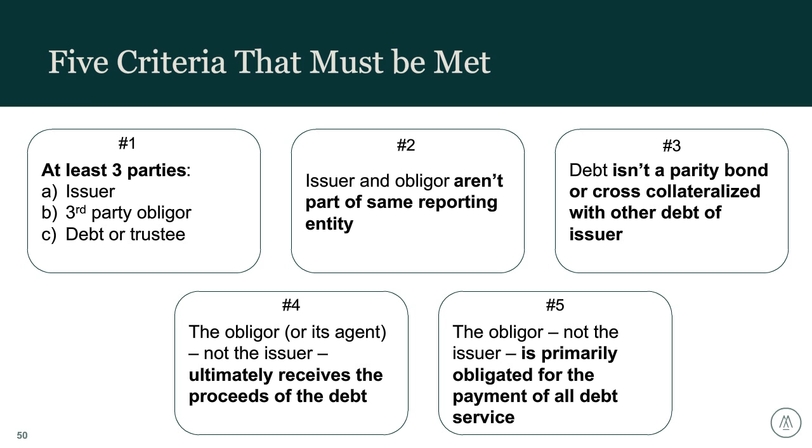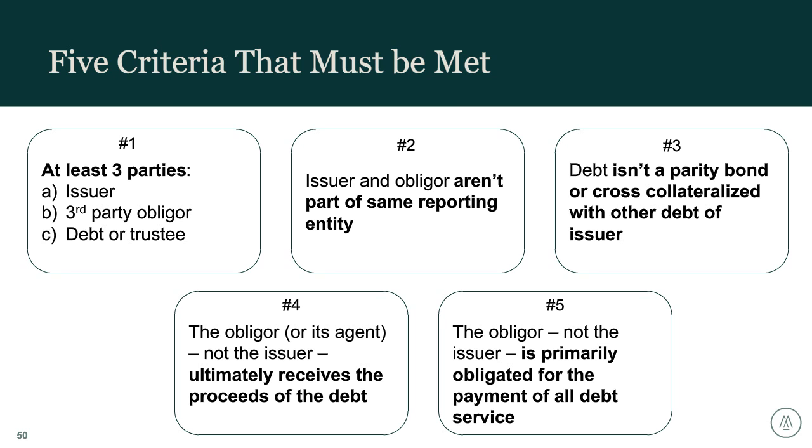Number 3, the debt isn't a parity bond or cross-collateralized with other debt of the issuer. If you look up the definitions of the terms parity bonds and cross-collateralized debt, they're very confusing. It's almost like the terminology is in the definition. So it's really circular, but just know if it's a parity bond or cross-collateralized, you don't have conduit debt, you just have plain old debt.